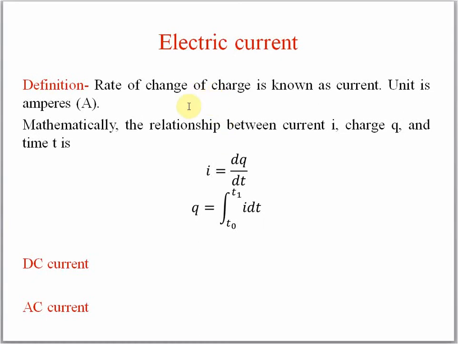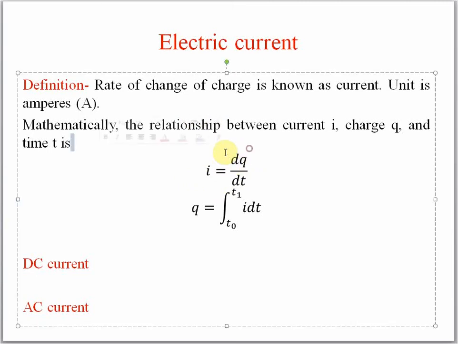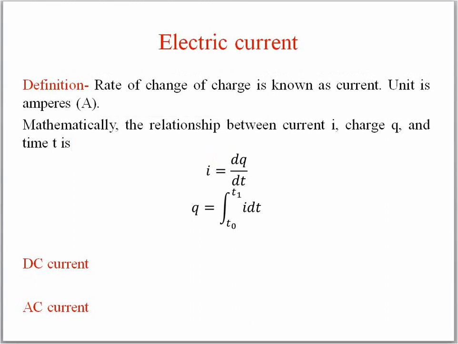Electric current. What is electric current? The definition of electric current is that the rate of change of charge is known as current. The unit of electric current is the ampere. Mathematically, the relation between current, charge and time is given as I equals dq by dt. Here we can see the rate of change of charge with respect to time is equal to current.